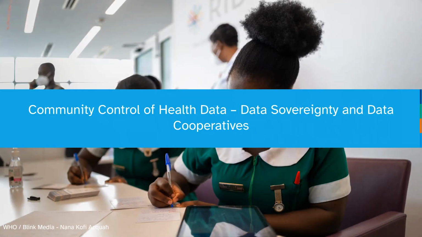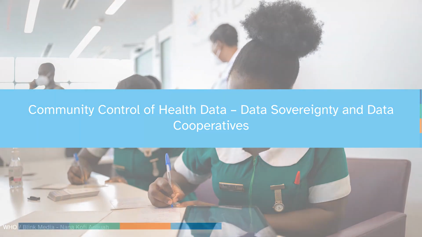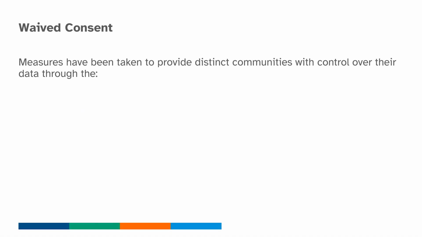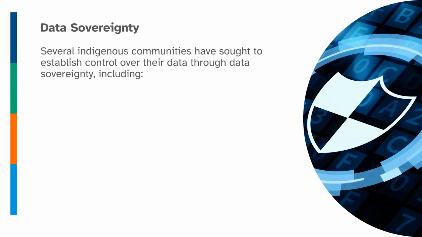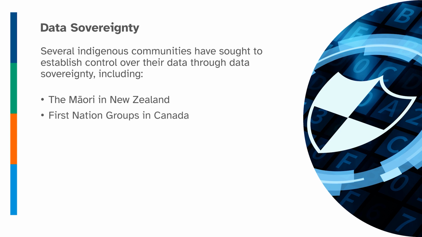Community control of health data, data sovereignty, and data cooperatives. Measures have been taken to provide distinct communities with control over their data through the exercise of data sovereignty, or creation of data cooperatives. For example, several Indigenous communities have sought to establish control over their data through data sovereignty, including the Maori in New Zealand and First Nation groups in Canada.